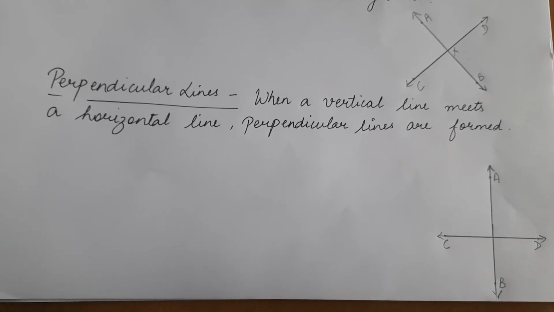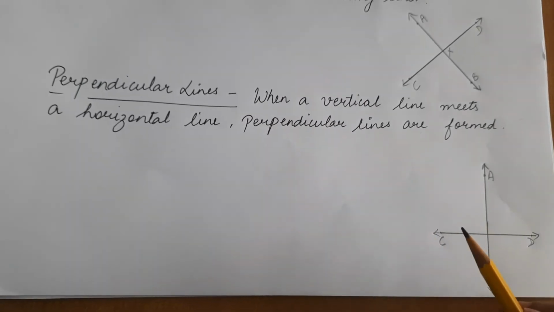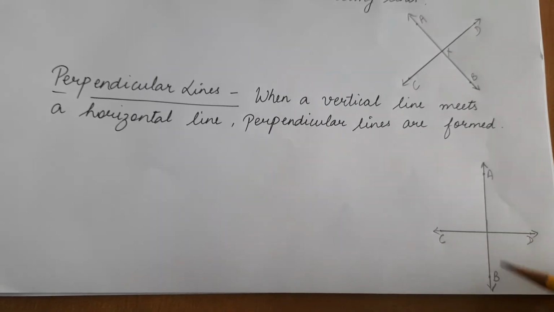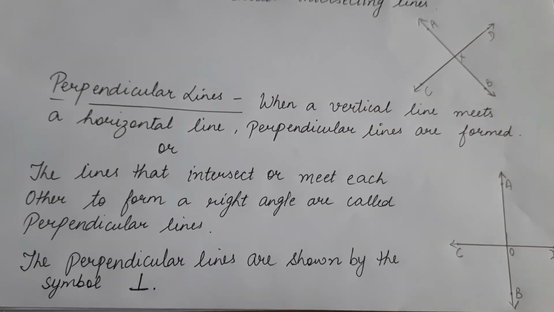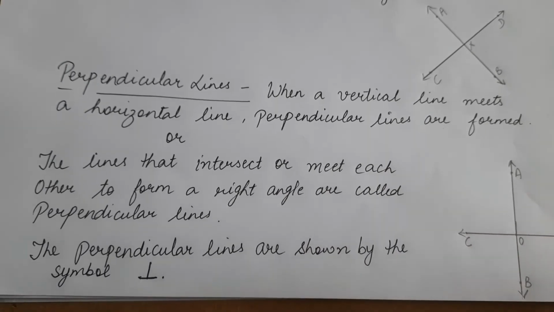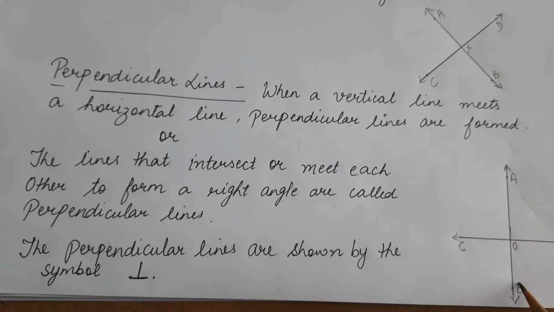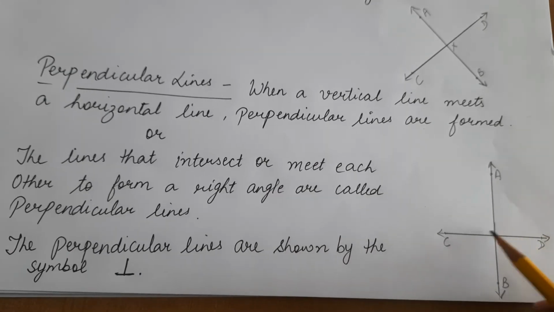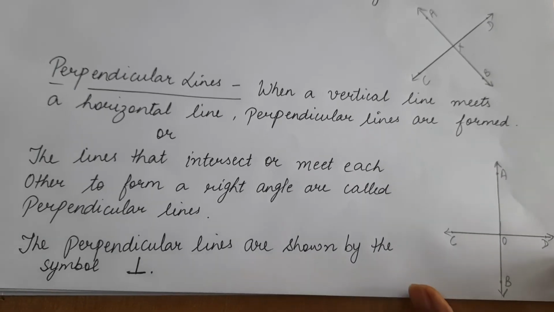Next comes perpendicular lines. See, when a vertical line meets a horizontal line, then perpendicular lines are formed. In this, CD is a horizontal line and AB is a vertical line, and when a vertical line and a horizontal line meet, then perpendicular lines are formed. Or you can say the lines that intersect or meet each other to form a right angle are called perpendicular lines. These 2 lines, the vertical line AB and the horizontal line CD, are meeting each other to form 4 right angles. So these lines are called perpendicular lines.